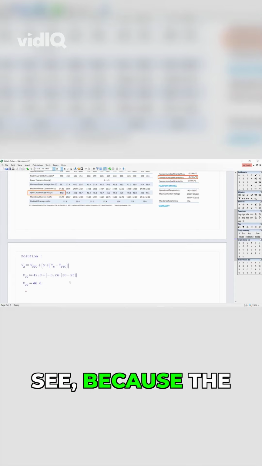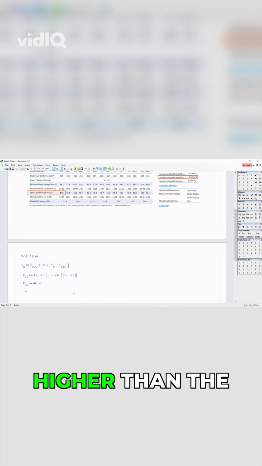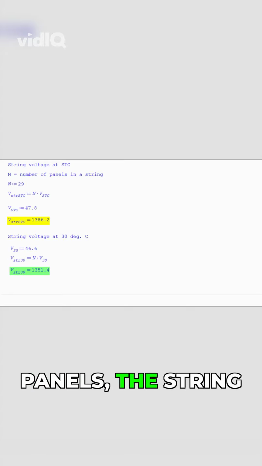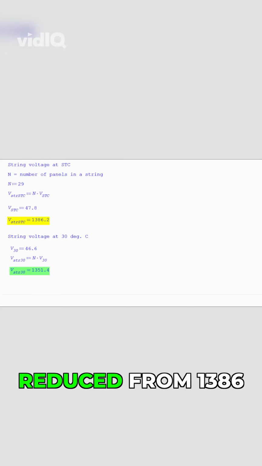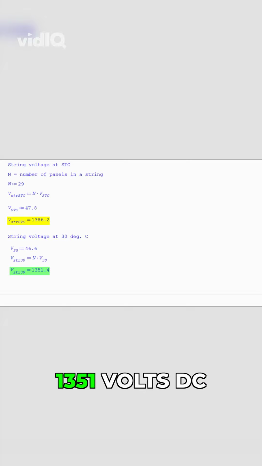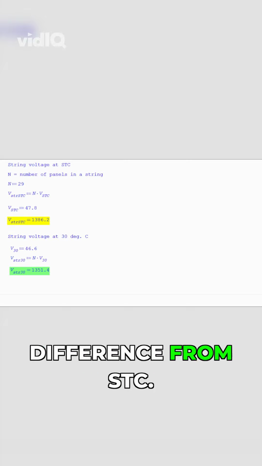As you can see, because the module temperature is higher than the STC, the module VOC is reduced. For a PV string with 29 panels, the string VOC will be reduced from 1386 volts DC to 1351 volts DC due to the 5 degree temperature difference from STC.